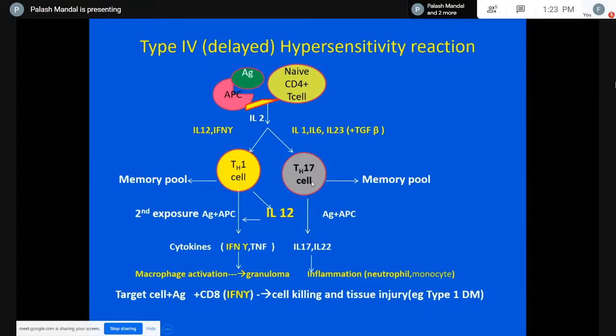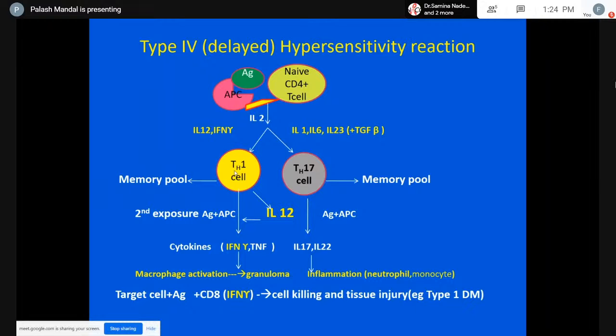Now, whenever this subset is formed, there again it has two ways. One is that a memory pool is formed. Memory pool means this cell is not alone. We may be seeing a picture of a single cell, but actually multiple cells are produced. Pictorially they show only one cell, but in reality, in our body in vivo, a number of cells are produced at the same time.